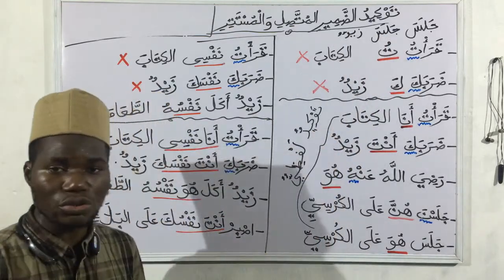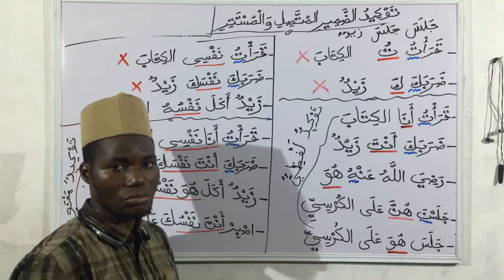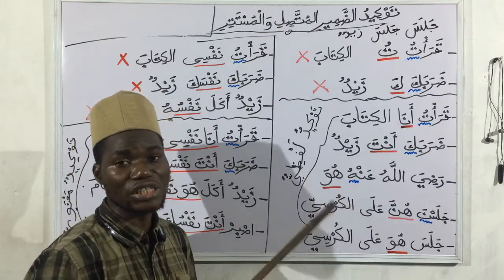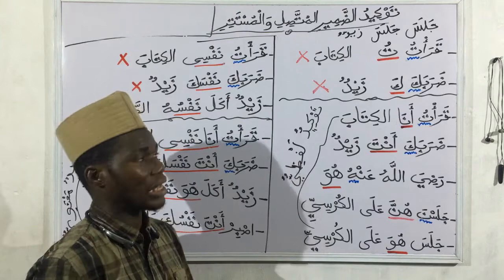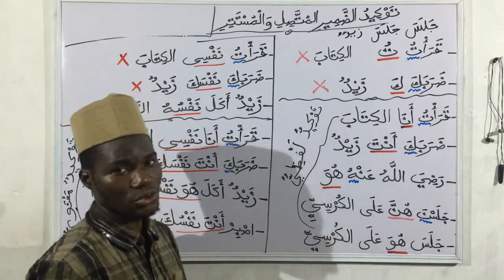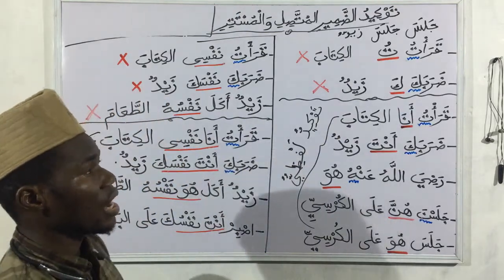I'm saying tawkid al-lafziyu can come in different forms. Either the thing you are emphasizing is the ism, or the harf, or even the whole jumla. You can say jalasa jalasa zaydun. You get? So that is tawkid al-lafziyu.